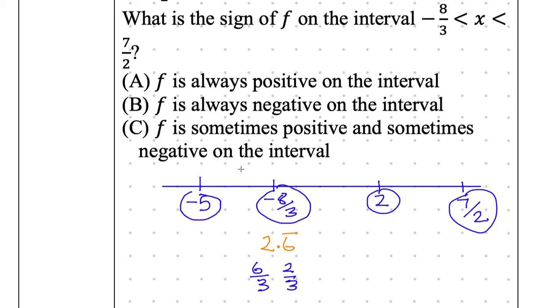So I choose my test points. My test points, I think -6 works fine. I could have chosen -10 or -1,000. Next, I need to choose a point between -2.6 and -6, so I will choose -3. A number in between -2.6 and 2 is 0. A number in between 2 and 7/2, which is 3.5, is 3.